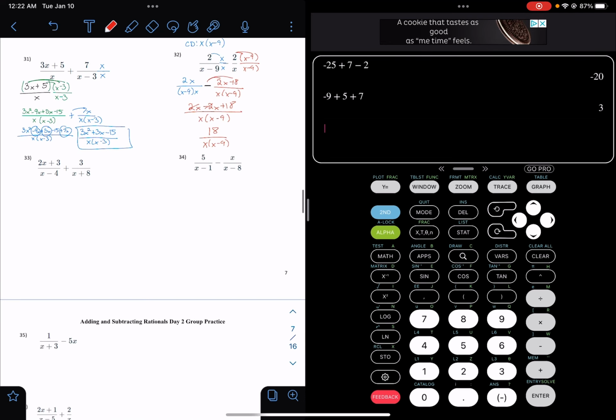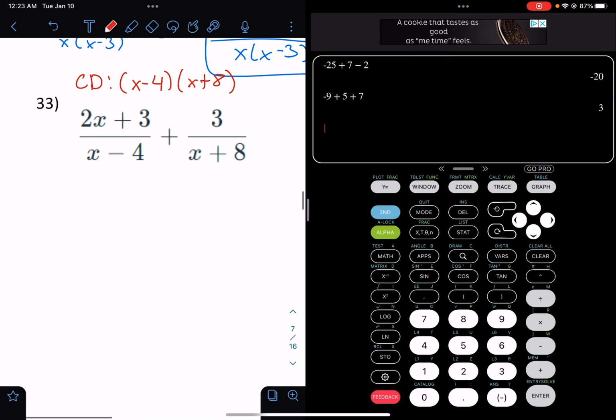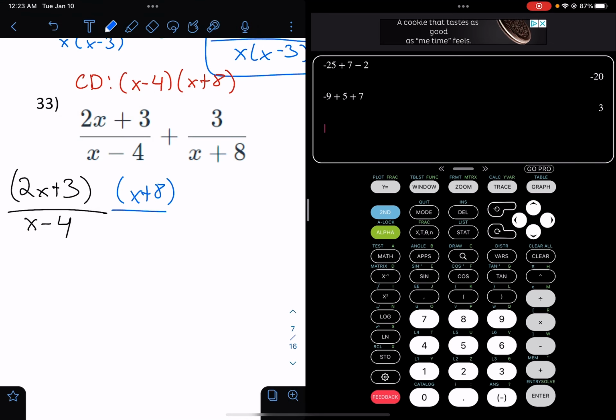All right, next one. Looking at 33, first guy has an x minus 4, second guy has an x plus 8. So if it helps, you can write, okay, what's my common denominator here? Well, my common denominator is going to be x minus 4 times x plus 8. All right. So this first guy is going to have to be multiplied by x plus 8 all over x plus 8.